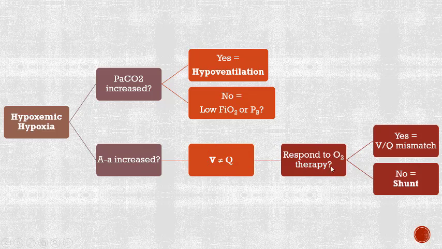Does it respond to O2 therapy? So you realize you have this VQ mismatch, you increase the oxygen. If yes, it responds to the oxygen therapy, then you just have a VQ mismatch. If it does not seem to be responding to the O2 therapy, then you have a shunt. And the reason why is if you truly have a shunt where you have perfusion without ventilation, you can give them more and more oxygen to try to increase that diffusion gradient. But if they don't have ventilation, it doesn't matter. They're still going to have that low PaO2, and that would be the shunt that we're talking about.